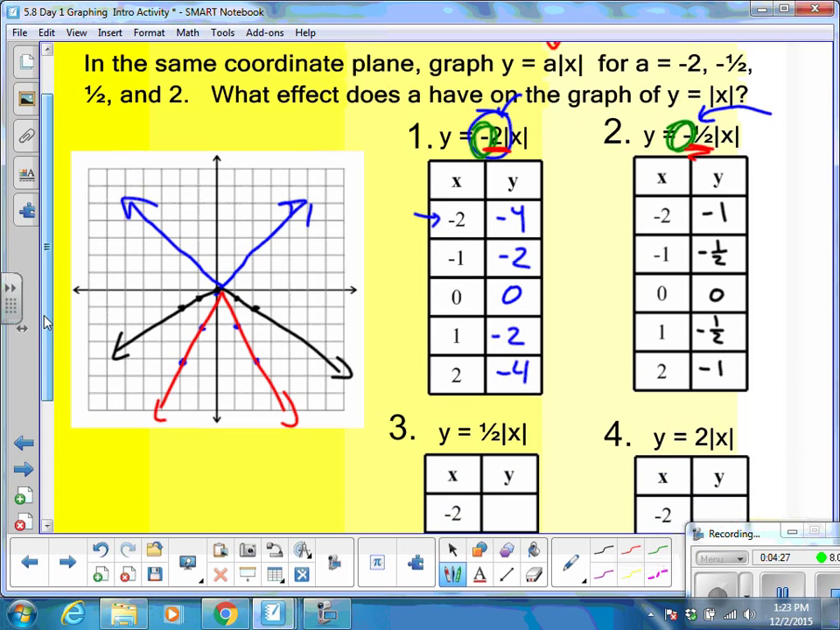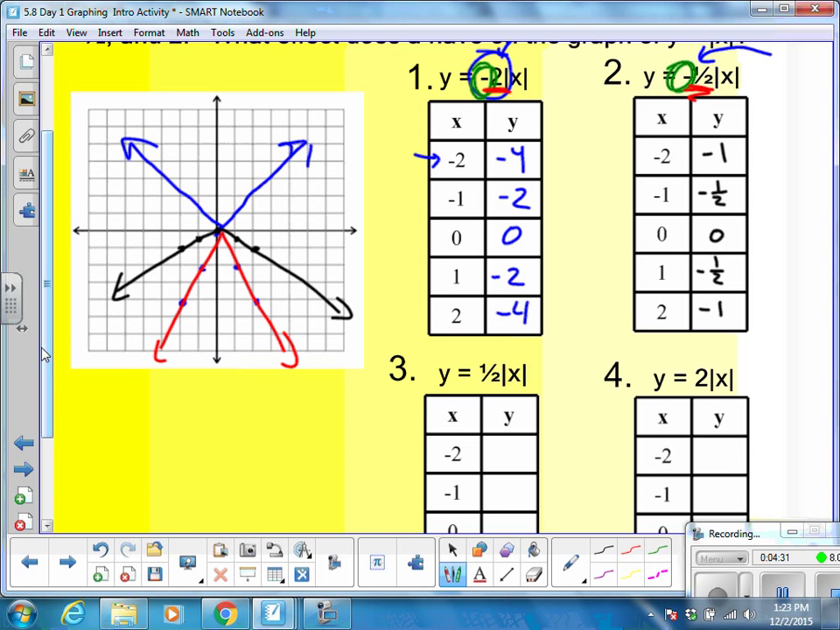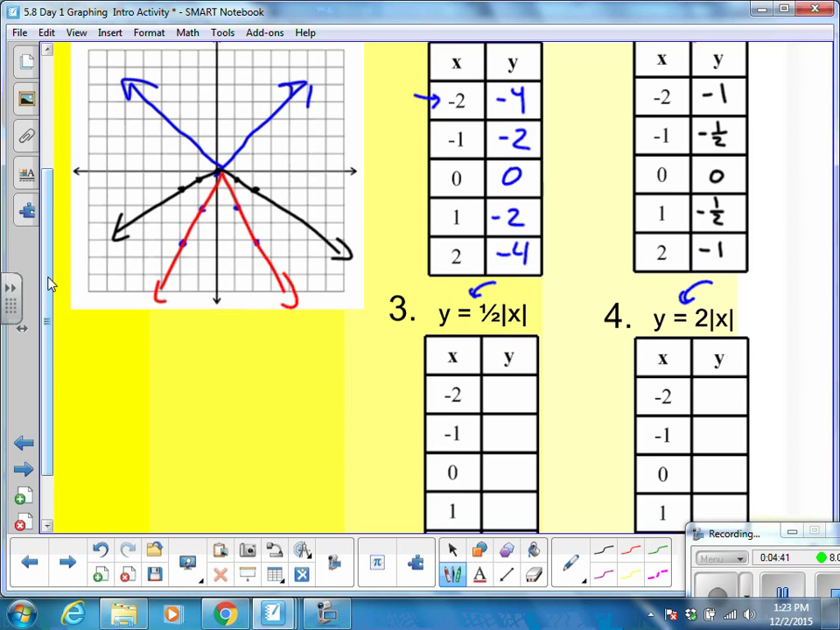Okay, so I'm going to go ahead and press pause and fill in for number 3 and 4. This time my coefficient is positive, so my guess is it's going to be in quadrant 1 and 2. I'll play them both out, and then we'll make some comparisons together. So I'm going to press pause.